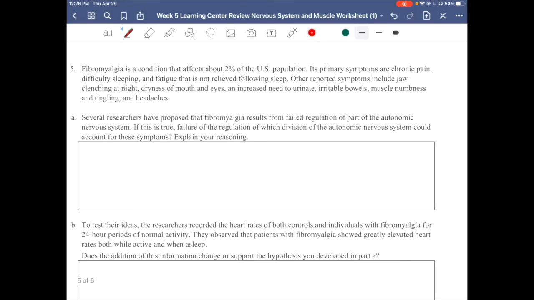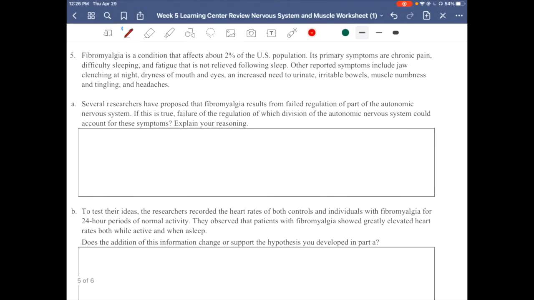All right, so fibromyalgia is a condition that affects about 2% of the US population. Its primary symptoms are chronic pain, difficulty sleeping, and fatigue that is not relieved following sleep. Other reported symptoms include jaw clenching at night, dryness of mouth and eyes, an increased need to urinate, irritable bowels, muscle numbness and tingling, and headaches. Several researchers have proposed that fibromyalgia results from failed regulation of part of the autonomic nervous system. If this is true, failure of regulation of which division of the autonomic system could account for these symptoms?